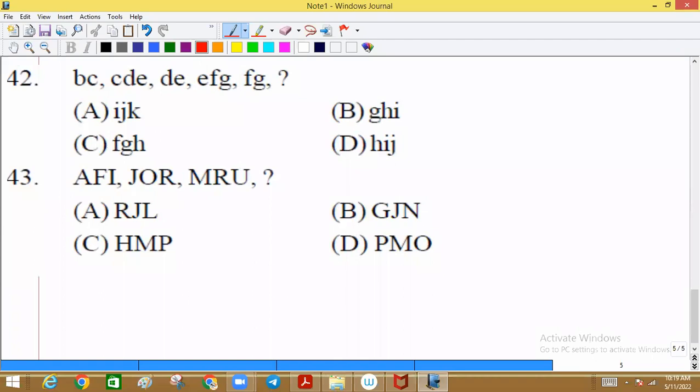42. What's the answer? B, C, C, D, E. So C, C, again D, E. When there are three letters here, starting with D, E. So D E is repeated here. The next one starts with E, again F, G. So here only two letters are repeated. So what's the next one? Last G, here comes G, H, I is the answer, right?